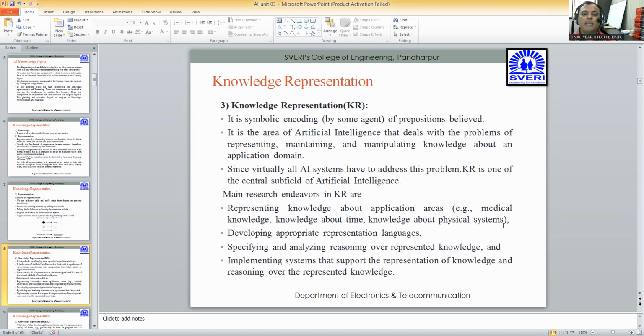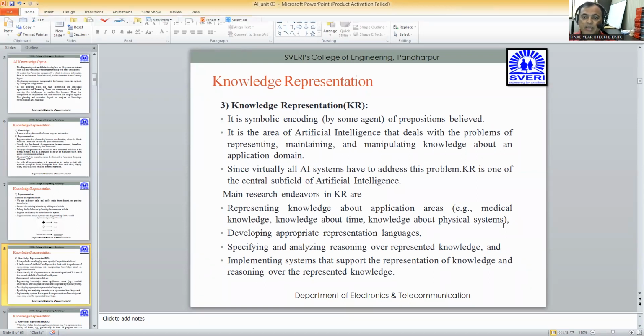So it is a symbolic encoding by some agent of propositions believed. So some of the symbolic encoding could be used by the agents and that is believed. It is the area of AI that deals with the problems of representing, maintaining, and manipulating knowledge about an application domain. So problems of representing, maintaining, manipulating knowledge about the application domain.